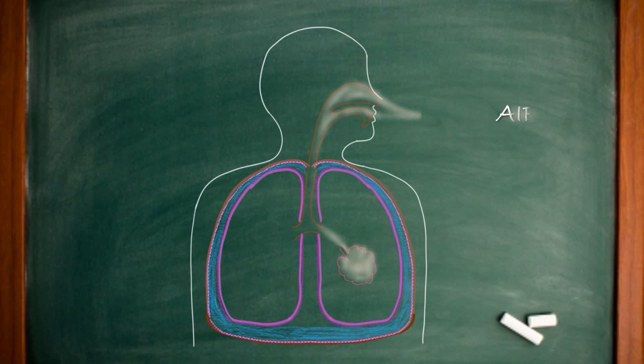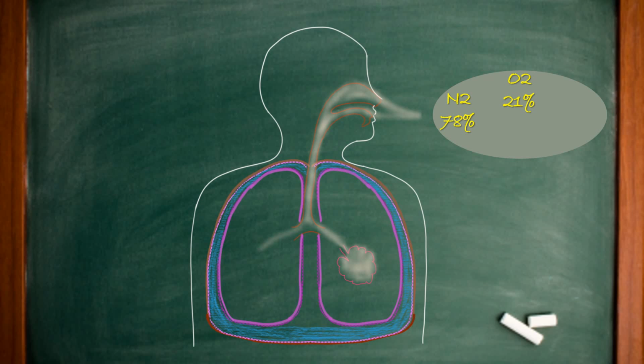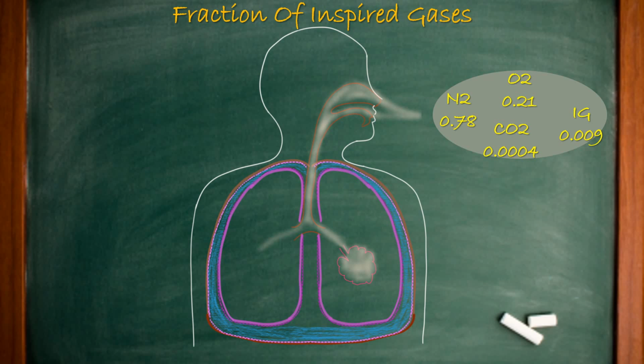Now let us understand what happens to the air that we inhale. But before that, what is this air and what is its composition? Air, as we all know from our basic teaching, is composed of 78% of nitrogen, 21% of oxygen, 0.9% of inert gases, and just 0.04% of carbon dioxide. If we convert these values to fractions, it comes down to 0.78 of nitrogen, 0.21 of oxygen, 0.009 of inert gases, and only 0.0004 of carbon dioxide. And this concept or these values are known as the fraction of the inspired gases.